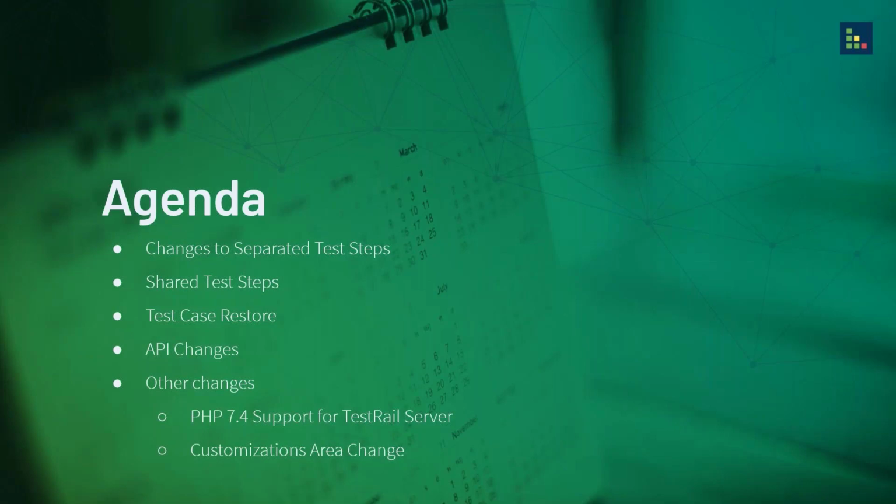So during the webinar, we're going to cover the changes that are available in TestRail 7.0. These changes cover the separated steps field, along with the shared test steps. Shared test steps are a long requested feature by customers, which allow sharing of test steps between test cases. Also, test case restore, so deleted test cases can be restored within your projects. We have some API changes to support all of these features, and then a couple of other minor changes, including PHP 7.4 support and a change to the layout of the customizations area.